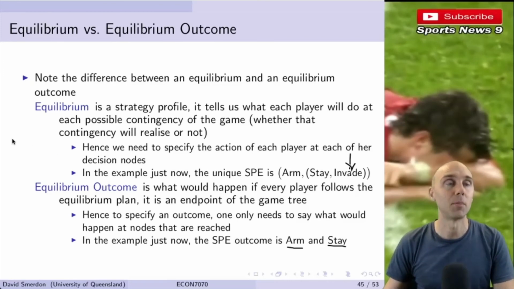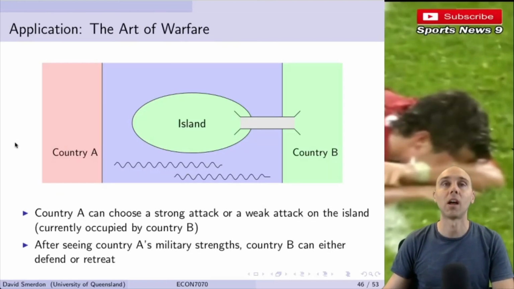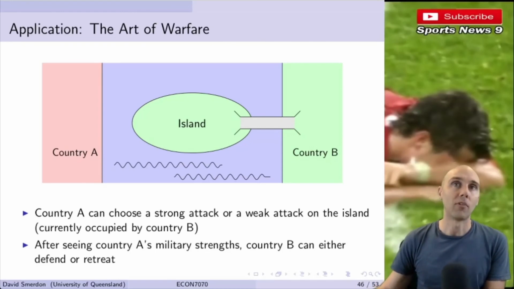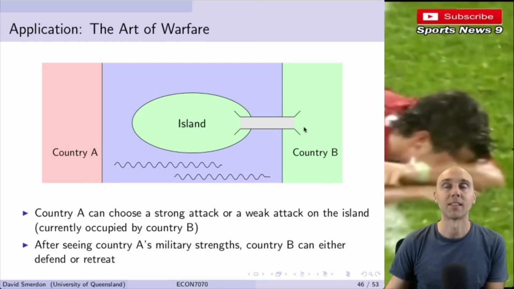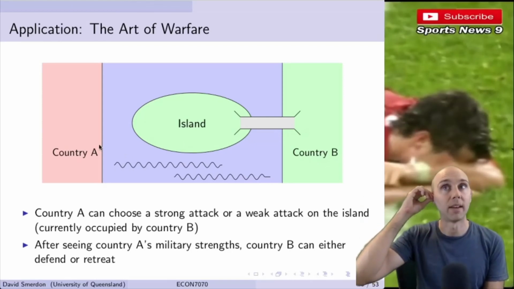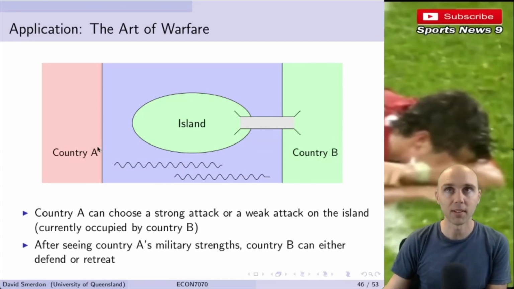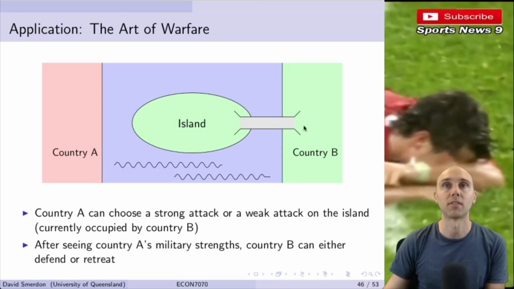So let's see a very simple application that has actually occurred many times in history of modern and medieval warfare. We've got country A choosing whether to launch a strong or a weak attack against country B. Now, country A has got boats, country B doesn't have boats. So country A's got a naval fleet, is preparing to attack. Country B has a little castle on an island, a little fort on an island here, joined by a bridge to the rest of country B. Now country A chooses first to launch a strong attack or a weak attack.